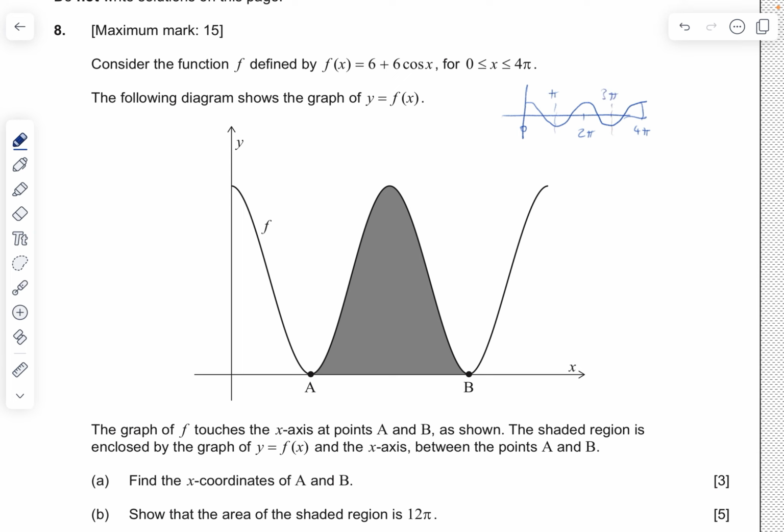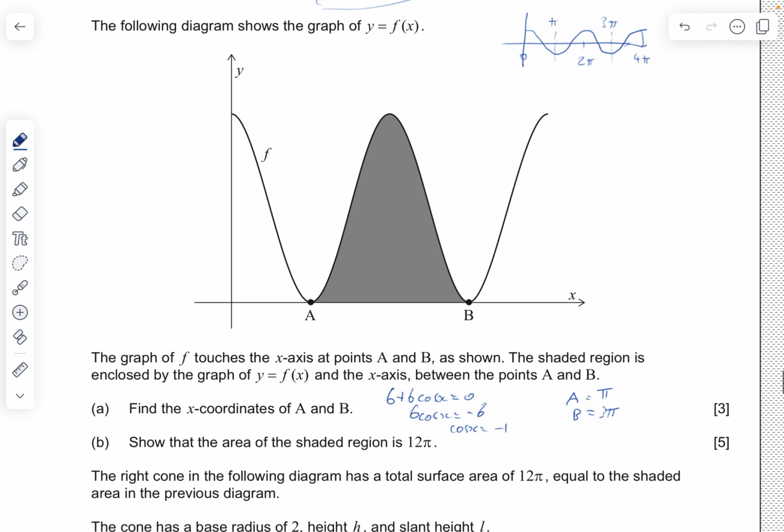If we want to check that, let's just check it and see. These are points on a graph, so use f of x. So we've got 6 plus 6 cosine x equals 0, gives me 6 cosine x equals negative 6. Cosine x equals negative 1. Looking at a cosine graph, here's negative 1, and it meets at pi and 3 pi, so we were correct. So A is the first one, equals pi. B is the second one, equals 3 pi.